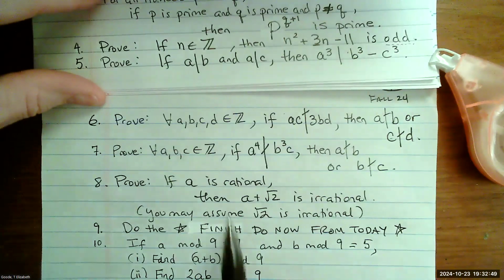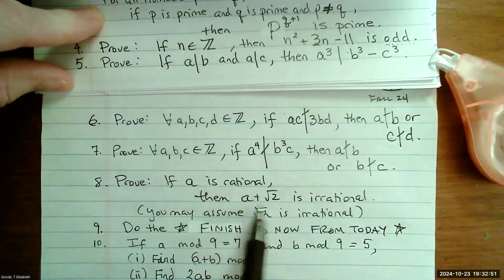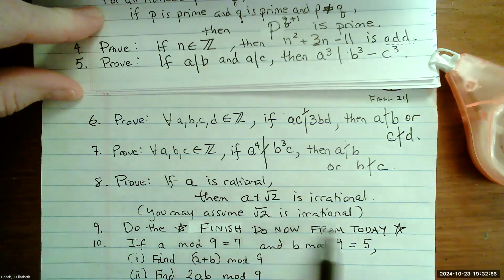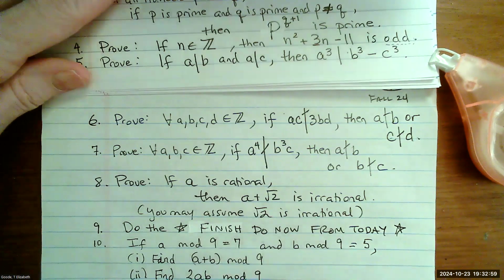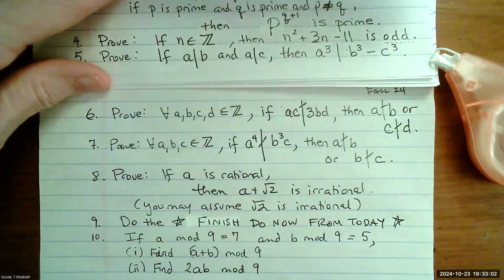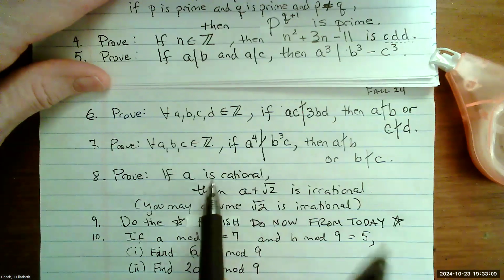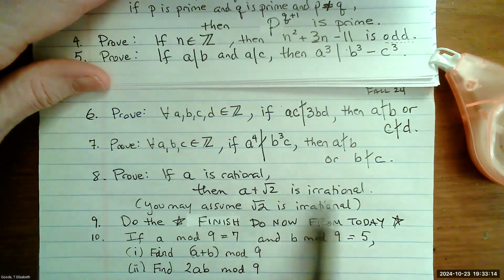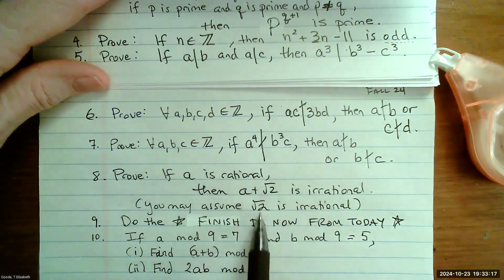Number 8, if A is rational, then A plus square root of 2 is irrational. You may assume square root of 2 is irrational. What's the proof method going to be for that? Prove it by contradiction. We're going to assume that A is rational, and we'll also assume that A plus square root of 2 is rational. When you put those two facts together, it'll force square root of 2 to be rational, and that will contradict the fact that we can assume it's irrational.